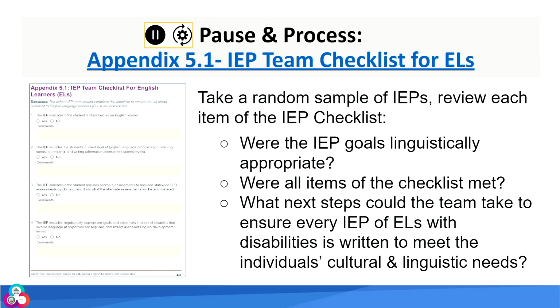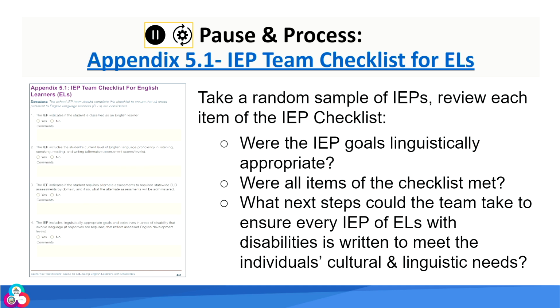To tie it all together, we also want to provide you with another tool. We talked about 3 key decisions that are the jurisdiction of the IEP team. However, we know that there are other components included within the IEP that are not necessarily specific, but are critical to really spend time thinking about in relation to the development of the IEP. Appendix 5.1 is a checklist for English learners.